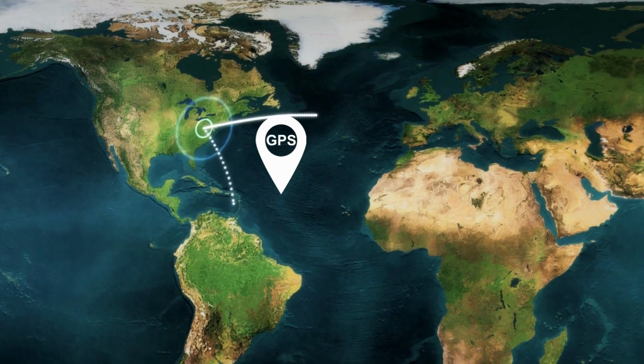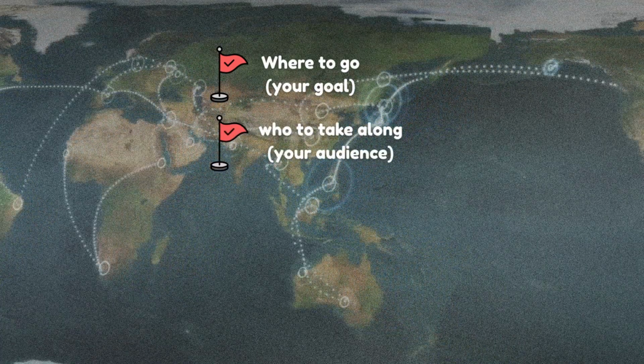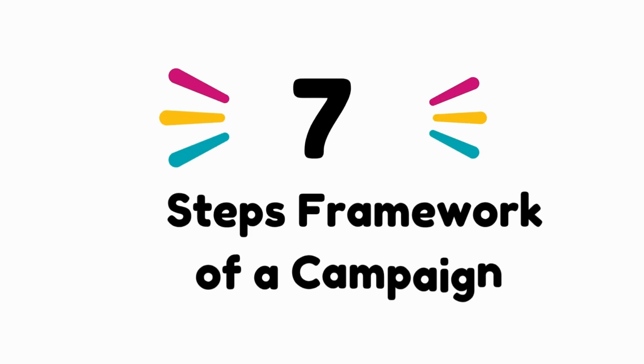So let's break it down. What is a campaign strategy? A campaign strategy is like a GPS for a marketing journey. First, it tells you where to go, who to take along, what route to follow, and how to know when you finally arrive. And now I'm going to list the 7-step framework for a marketing campaign.